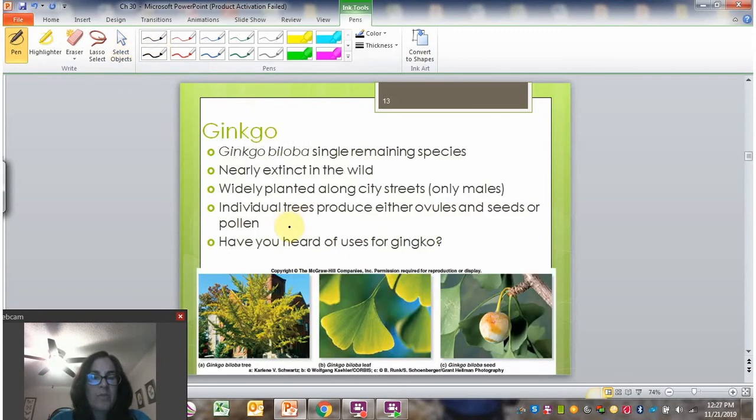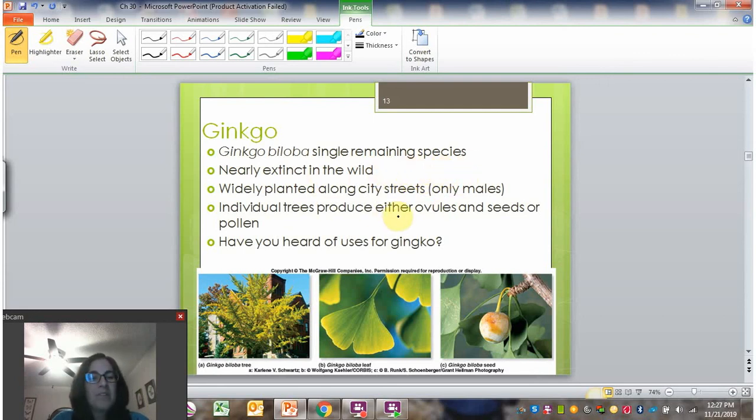Ginkgo is another group of gymnosperms. It's actually only 1 species today. So we have a whole phylum theoretically, but there's only 1 species in it. All the rest of the members of this phylum have gone extinct a long time ago. In fact, the one remaining species, Ginkgo biloba, almost went extinct in the wild.